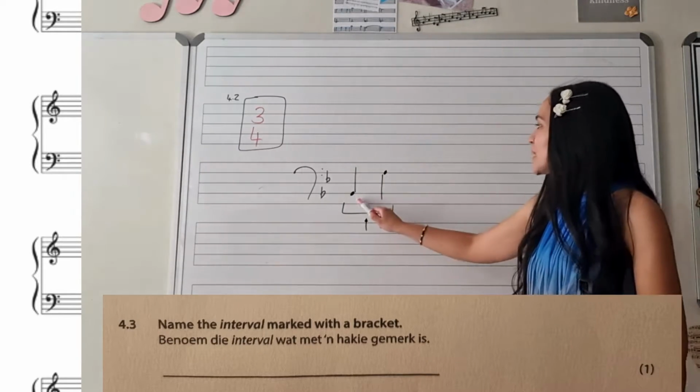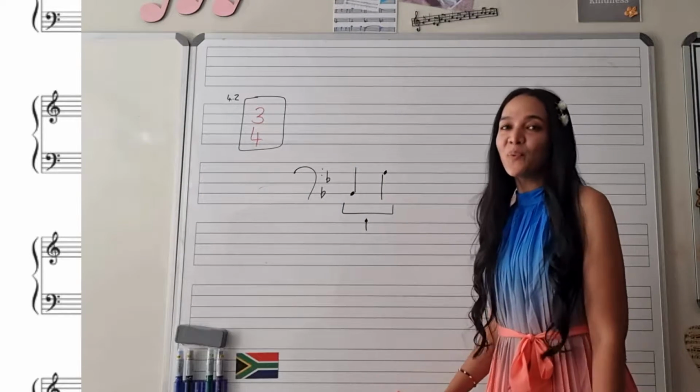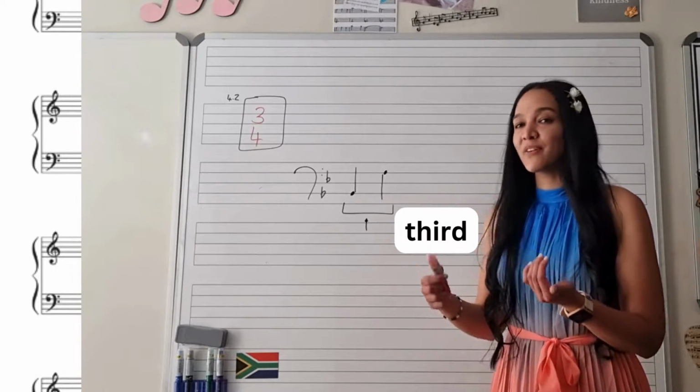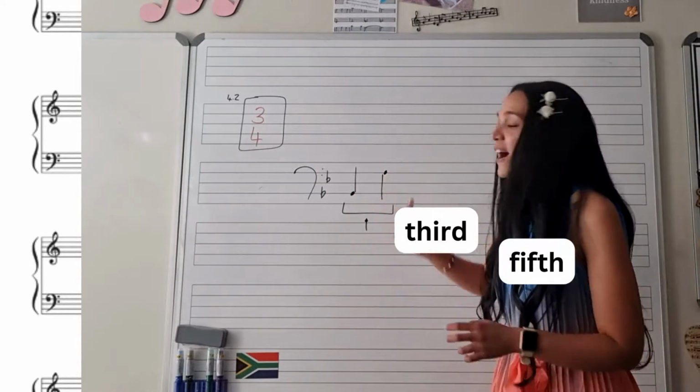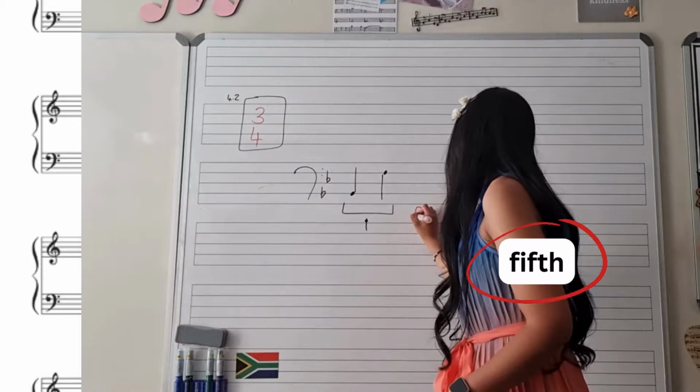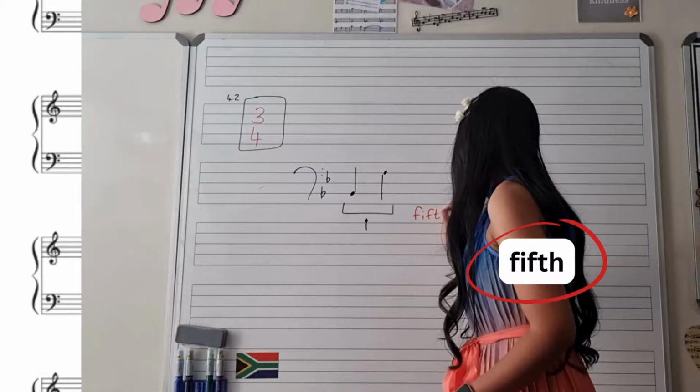4.3 asks of us to name the indicated interval. The interval is between a B flat and an F. And now all we have to do is count whether it is a 3rd or a 5th. So we have 1, 2, 3, 4, 5. This is definitely a 5th. So we will go ahead and write 5th in the given space.